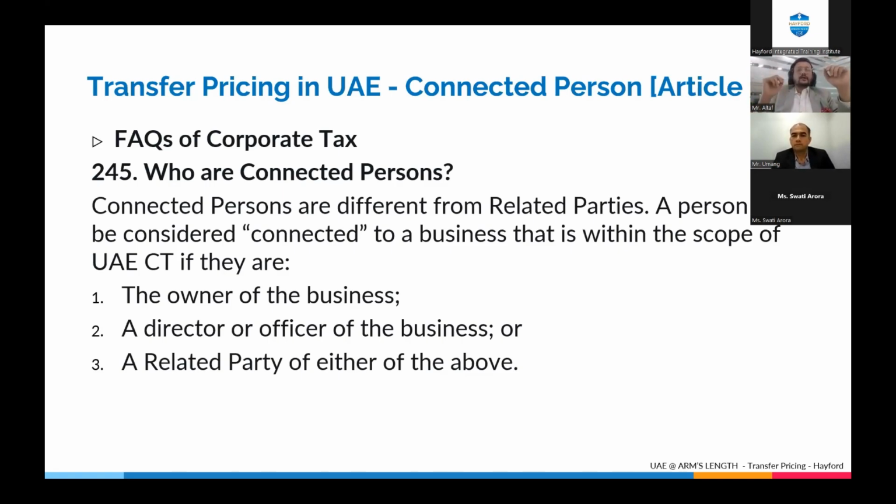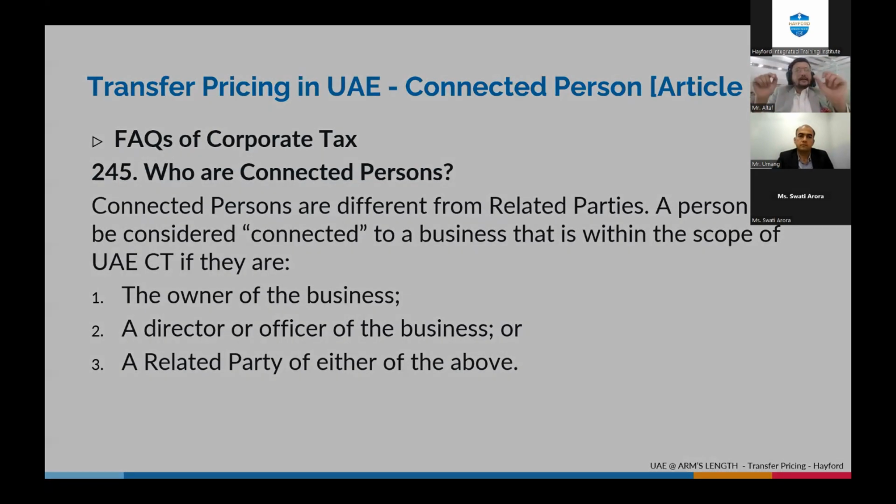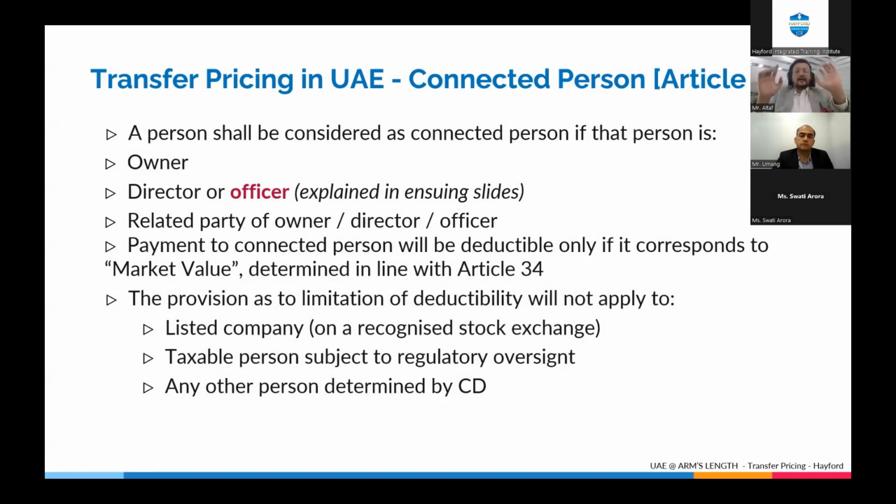That's two categories. The third category that has been written is a very interesting angle: related party of either of the above. So it can be an owner, a director, or a related party. I missed one point that I want to emphasize, and you will see it in another slide, a full-fledged slide: it can be an officer of the company as well. I will discuss that once the officer comes in.